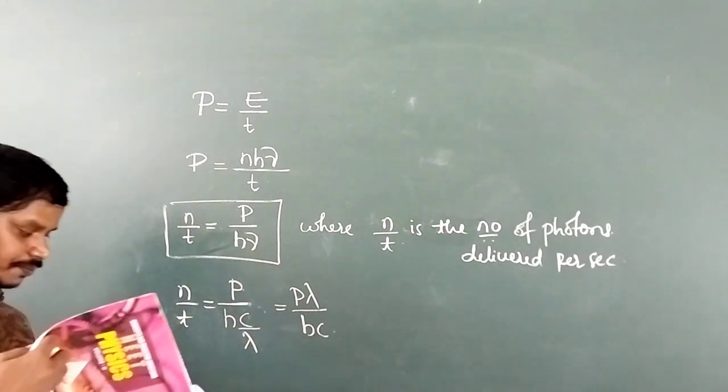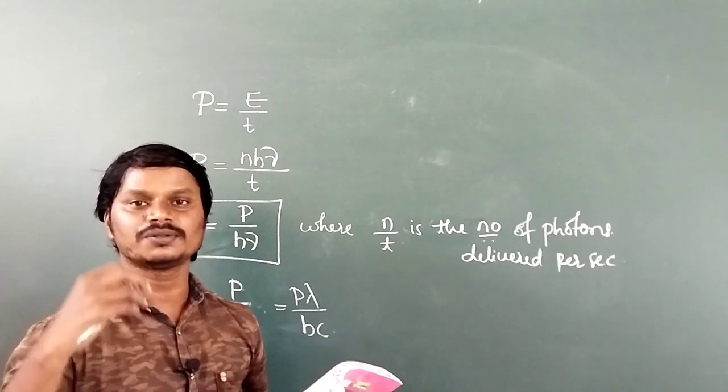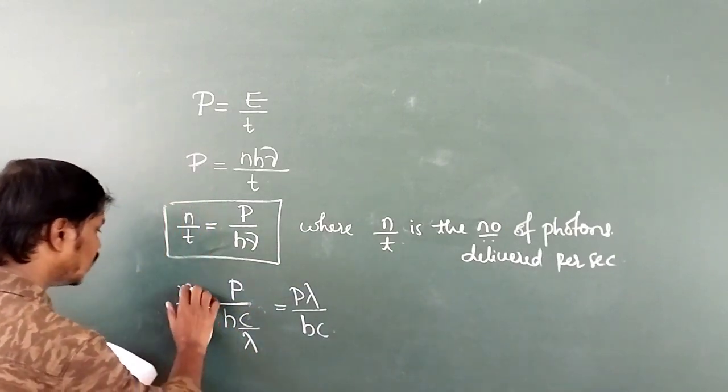So what is the question? A 100 watt sodium lamp radiates energy uniformly in all directions. The lamp is located at the center of a large sphere that absorbs all the sodium light which is incident on it. The wavelength of sodium light is 589 nanometer. At what rate are the photons delivered to the sphere? That means we have to find the rate at which the number of photons is delivered from the monochromatic source to the sphere, so we have to find n by t.